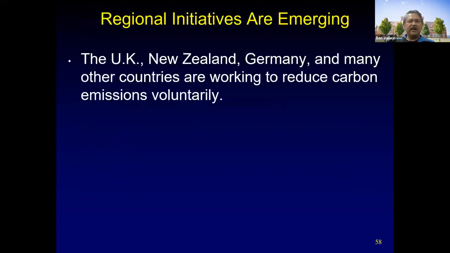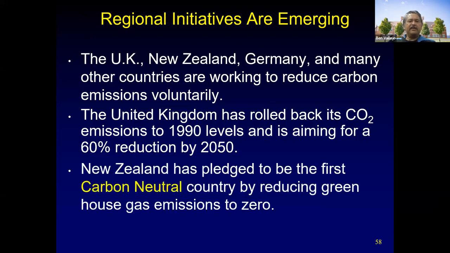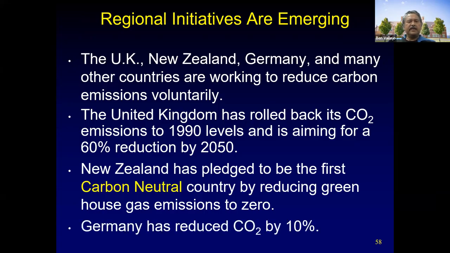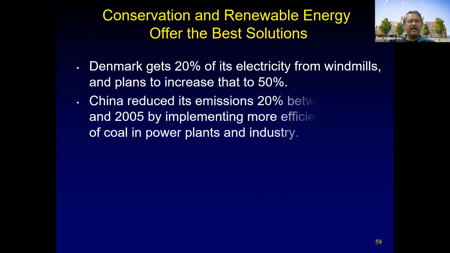So here's what some other countries are doing. The UK has rolled back its carbon dioxide emissions to 1990 levels already. Look at that. That's pretty good. Oh, I mentioned this earlier. New Zealand wants to be the first carbon neutral country. Germany has reduced carbon dioxide by 10%. What are we doing in the United States? That's a thing. Denmark gets 20% of its electricity from windmills. And now it's going to crank it up to 50%.